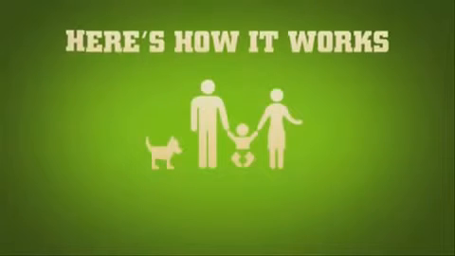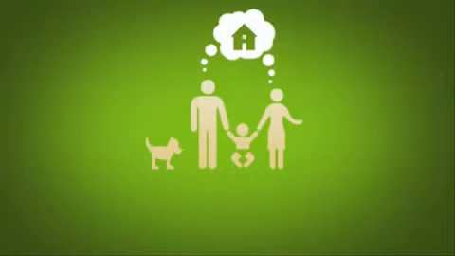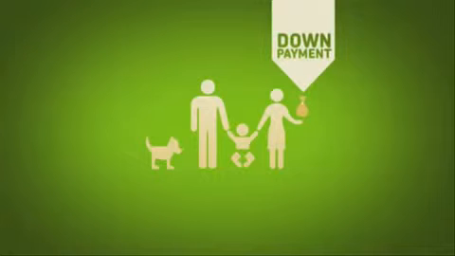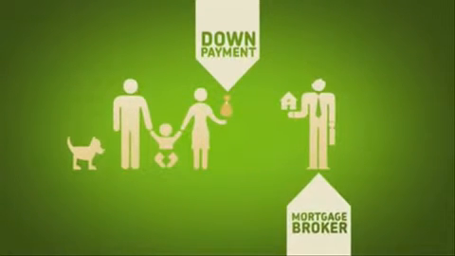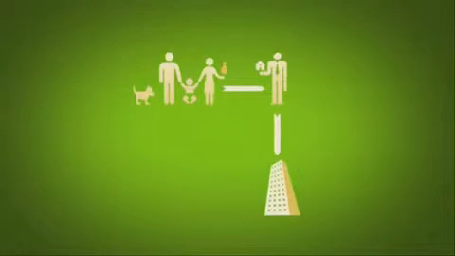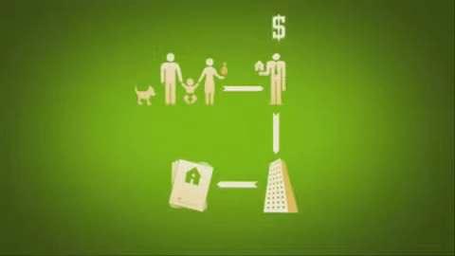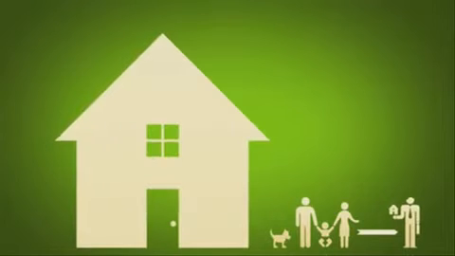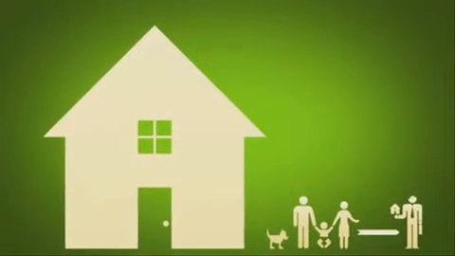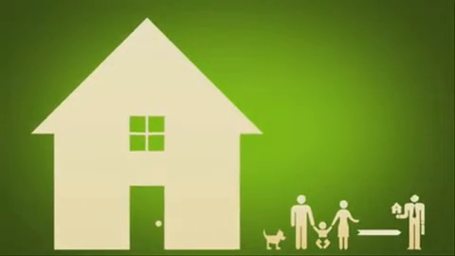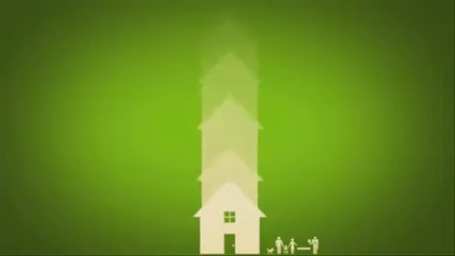Here's how it works. A family wants a house, so they save for a down payment and contact a mortgage broker. The mortgage broker connects the family to a lender who gives them a mortgage. The broker makes a nice commission. The family buys a house and becomes homeowners. This is great for them because housing prices have been rising practically forever.